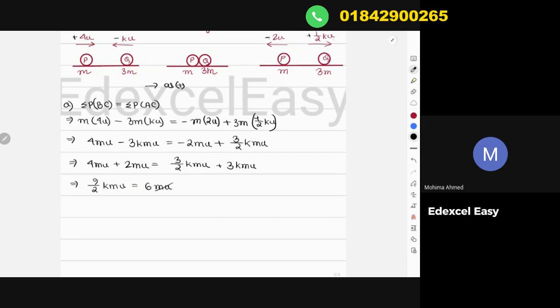I can understand that mu and mu cancel each other out. Finally, you have the value for k as 6 multiplied by 2 divided by 9. That's 12 by 9, which is 4 by 3. Yes, 4 by 3. The value for your k is 4 by 3. That is a positive constant there, right?